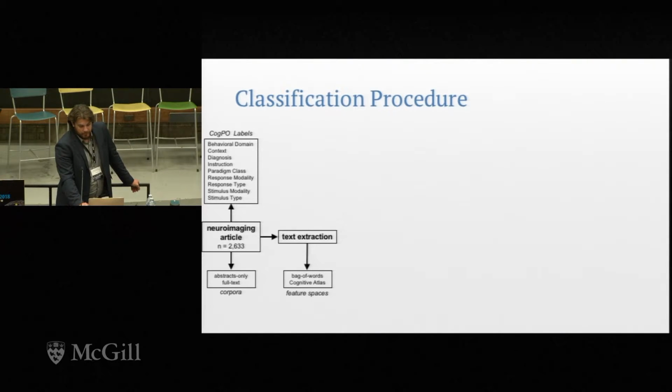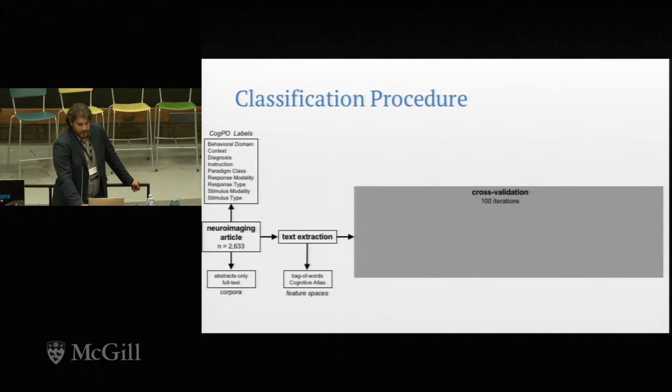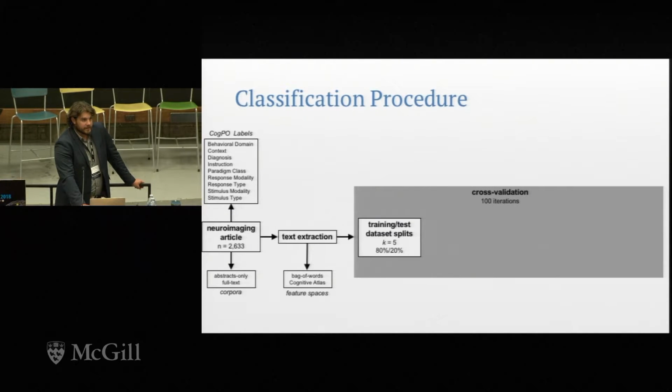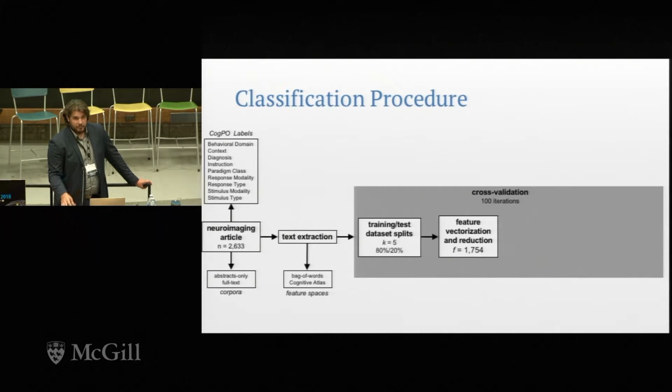Again, as I mentioned, we would evaluate 2 feature spaces, and then we performed 100 iterations of a repeated cross-validation procedure where our data set was split into 5 folds. And then within each fold, that was further split into an 80% training data set and a 20% test data set. And then we did some TF-IDF transformations, which basically incorporates the term frequency and the frequency of that term across all documents.